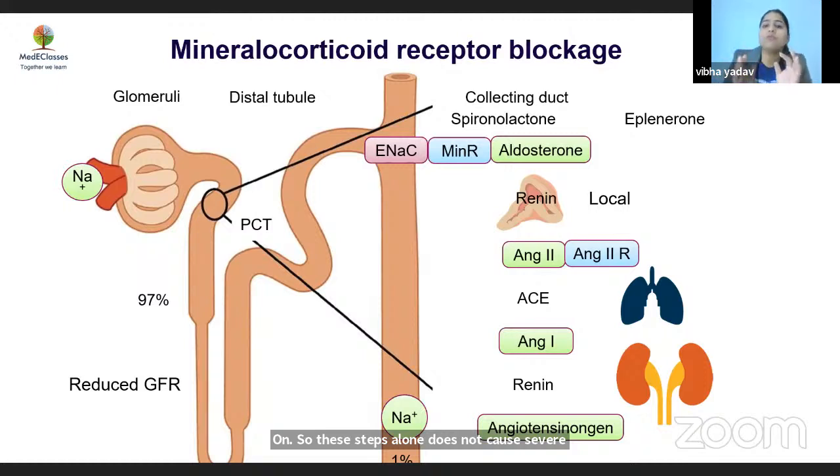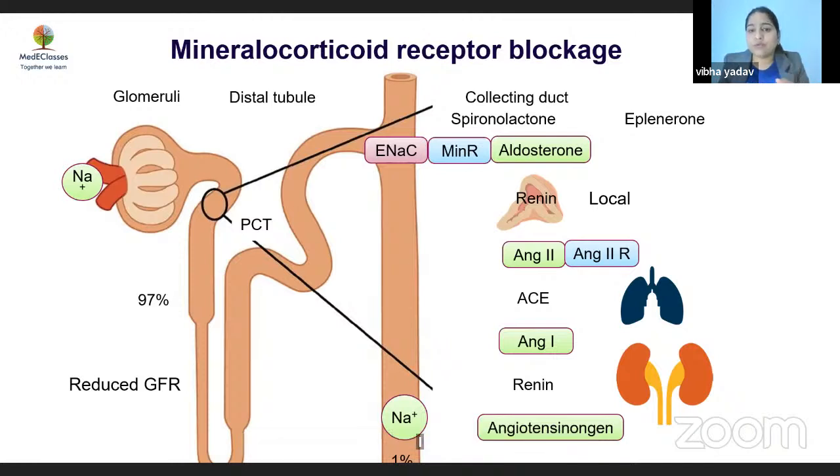hyperkalemia. So when we are prescribing these drugs, we should take a detailed history. We should take a history of anything that will cause reduced effective volume, like cardiac diseases, liver diseases, and nephrotic syndrome. Am I missing something? Okay. So by taking a good history, we can prevent hyperkalemia if we are prescribing these drugs.